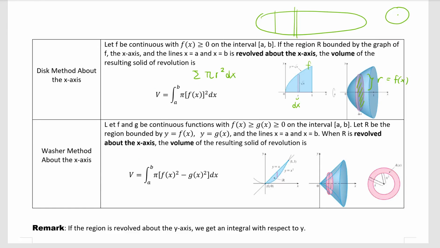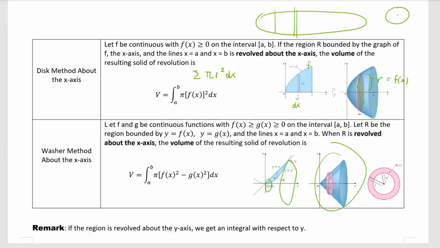Next, the washer method. Let f and g be continuous functions with f of x bigger than g of x on the interval from a to b. Let R be the region bounded by them. So this is the region bounded by them. And if we rotate about the x-axis, see what happened? We will get this solid.